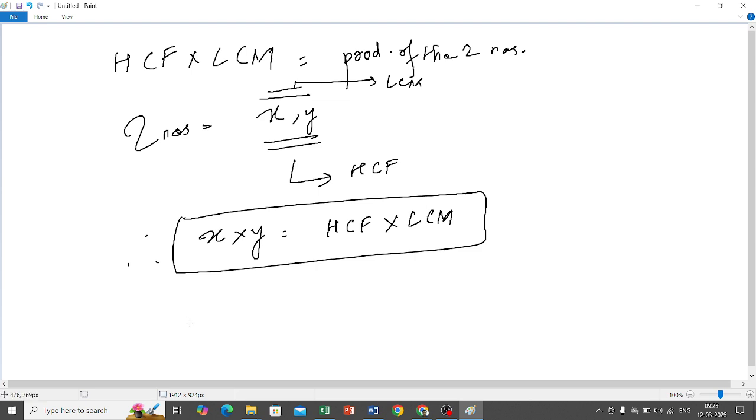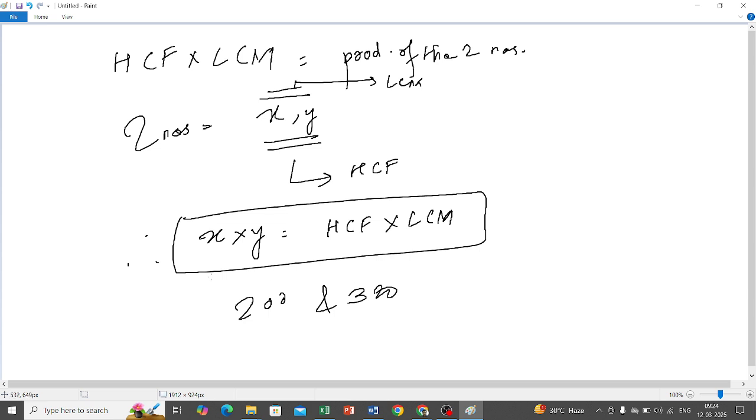Okay, now write down this question. Find the greatest number that will exactly divide 200 and 320, and always try to follow the division method in finding out HCF. Find the greatest number that will exactly divide 200 and 320.